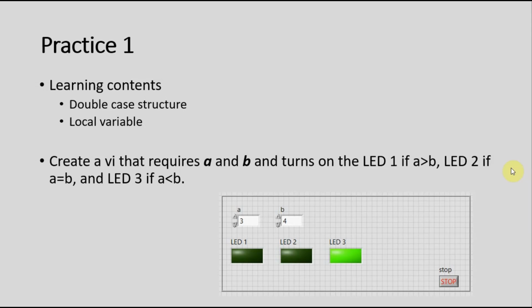This is practice 1. Here, we are going to learn how to use multiple case structures to implement this logic. We just get the two inputs from the user, A and B, and then we have three LED lights. If A is greater than B, we turn on LED 1. If A and B are equal to each other, turn on LED 2. Otherwise, we turn on LED 3.